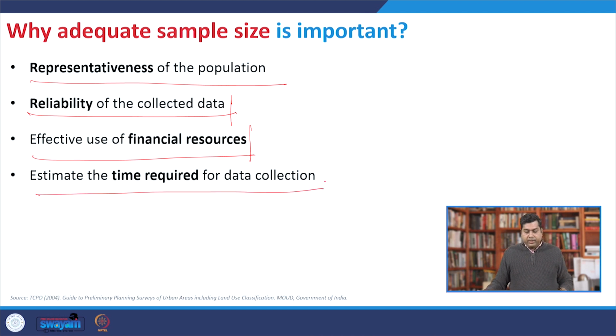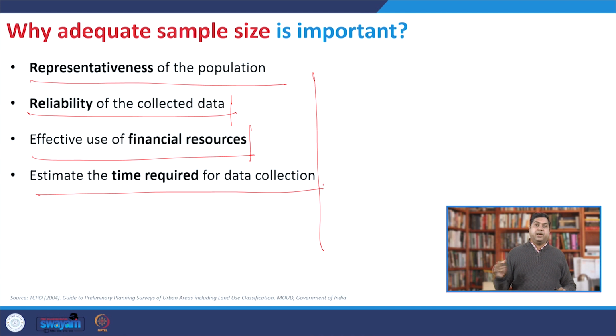Estimate the time required for data collection. The moment you know that, okay, I need to collect say 400 odd samples, each sample depends on the number of questions that you ask, the type of questions that you ask, and the complexity in answering it. You can assess that per sample this much time is required. So you can calculate the total amount of time you need to devote to collecting the sample, and this is one part of making the minimum sample size calculation.